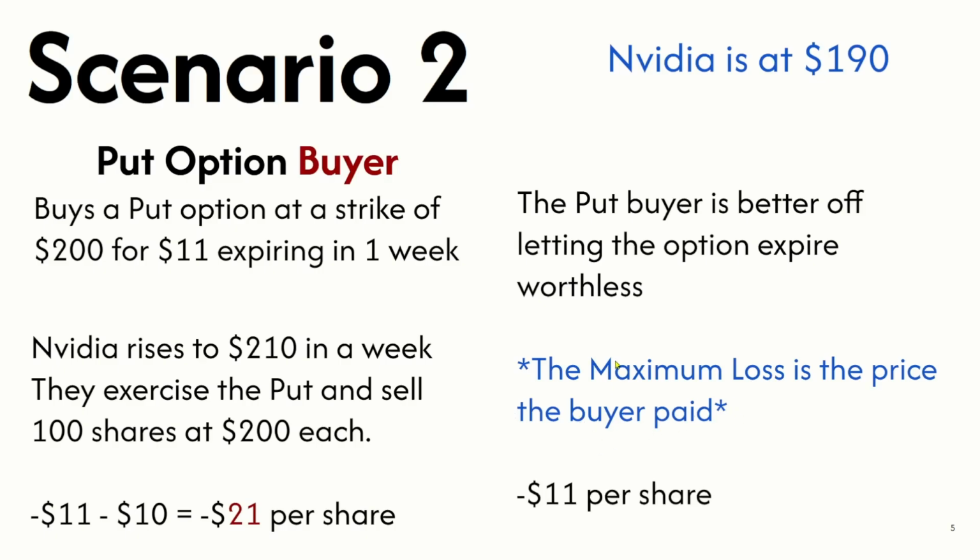So if you just let the option expire worthless, your loss is only your premium. It's only what you paid for the option, so $11 per share. So this person is better off because they did not exercise. They let it expire worthless, and they did not actually go through the process of having to buy the shares at $210 to turn around and sell it at $200.